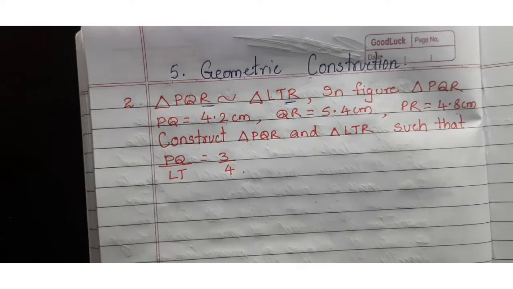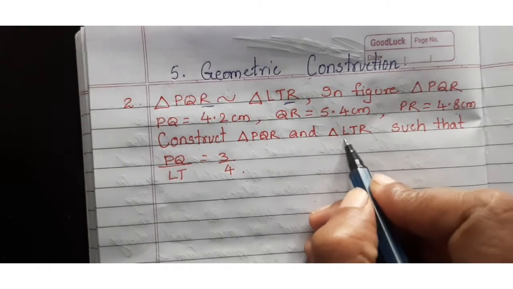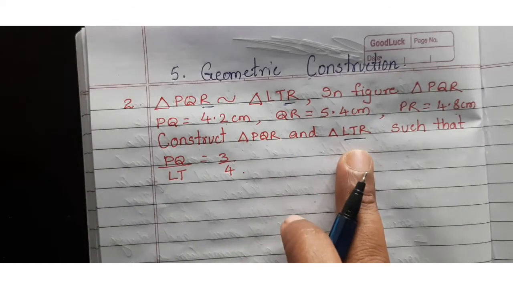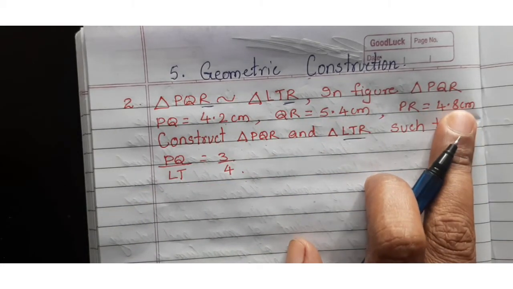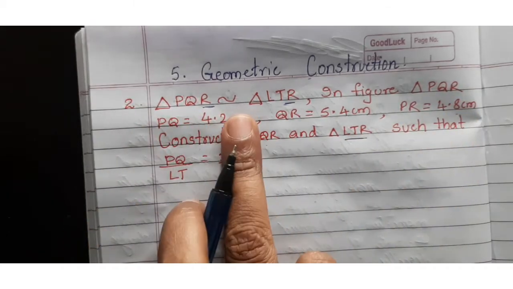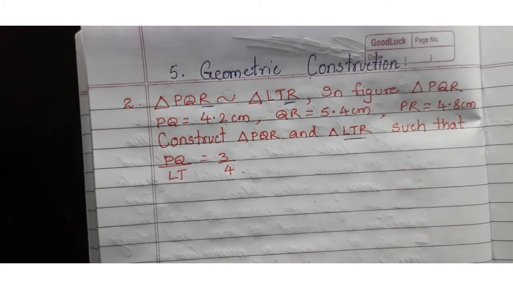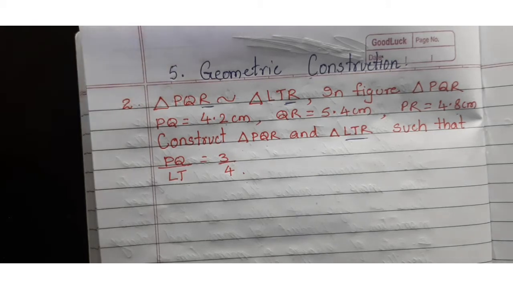Okay, and here you need not find out the sides of the other triangle, that is triangle LTR. By construction itself we will get the sides of triangle LTR, as all three sides of triangle PQR are given to us. Okay, so very first thing we are going to construct triangle PQR as all its sides are given to us. So I'll just draw the rough figure of triangle PQR so that we will have the rough idea how it will be.